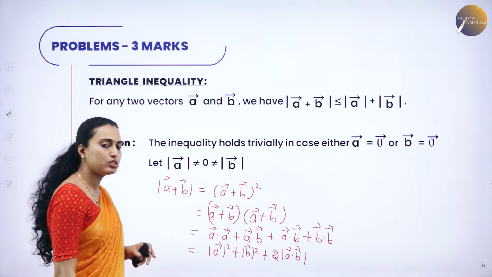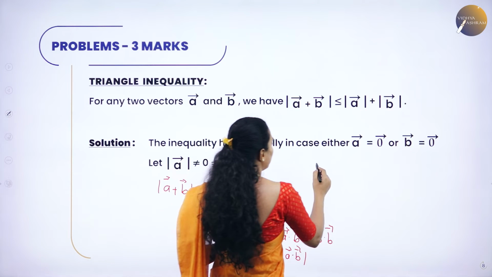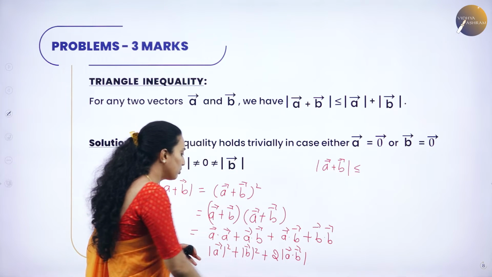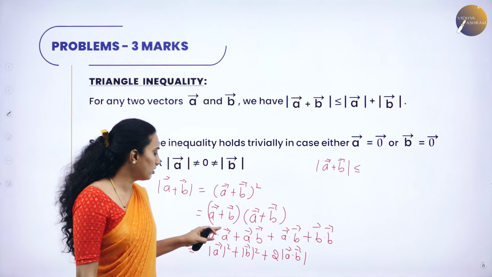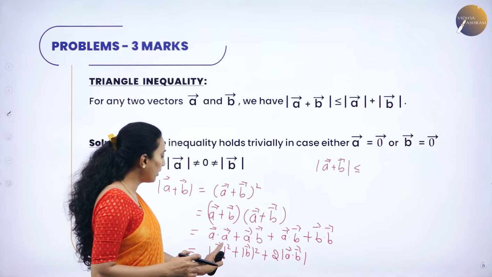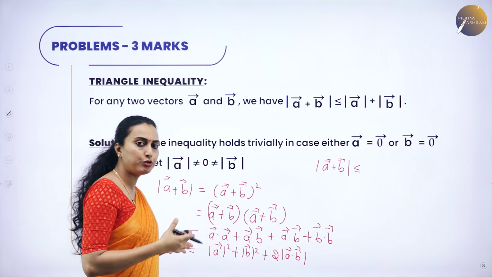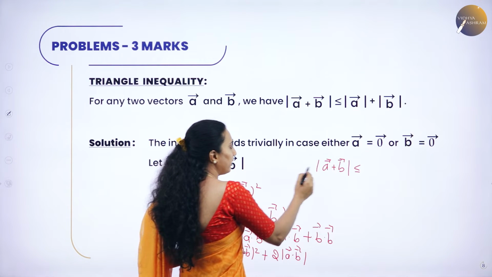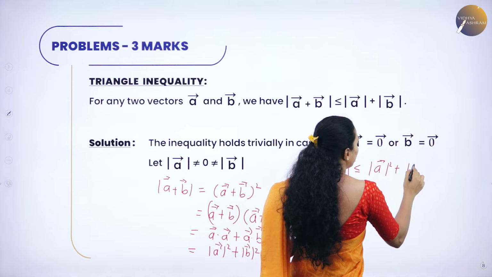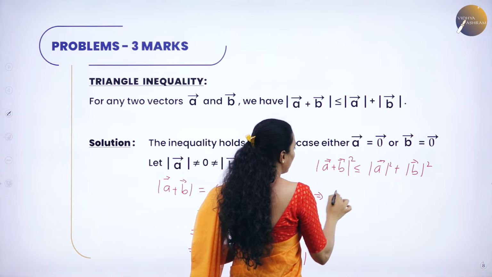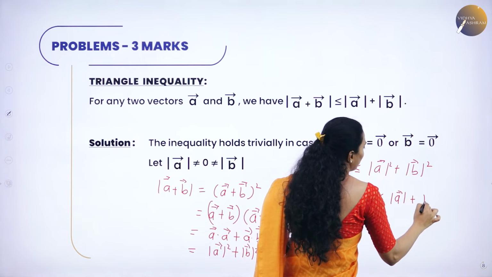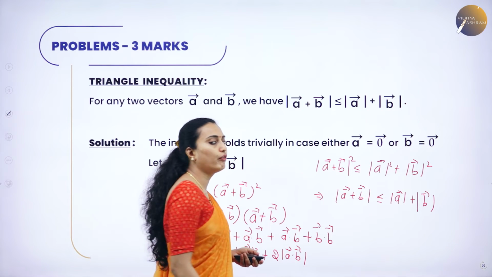Therefore I can write that magnitude of A vector plus B vector whole squared is less than or equal to magnitude of A vector squared plus magnitude of B vector squared plus 2 times magnitude of A into magnitude of B, which can be written as magnitude of A plus magnitude of B whole squared, isn't it? So the left hand side is magnitude of A plus B whole squared, which implies that magnitude of A vector plus B vector is less than or equal to magnitude of A plus magnitude of B. That's it. So this is what the proof will be.